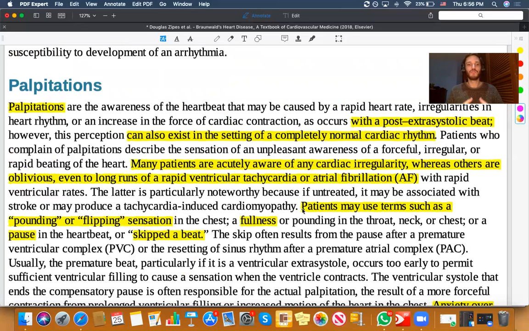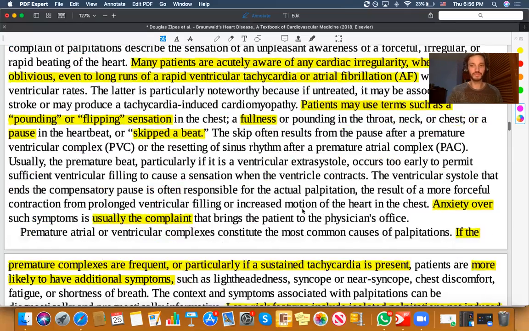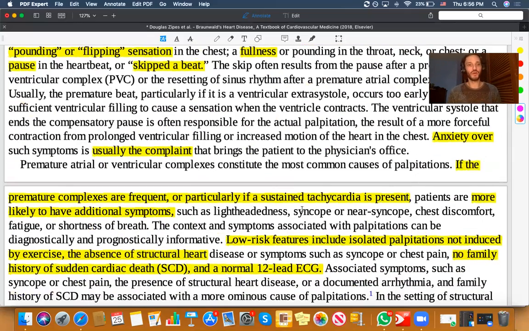So be ready for descriptions and characterizations of these symptoms in ways you might not even expect. Remember that this is based on the tools of each patient, the education level, etc. Anxiety over such symptoms is usually a complaint. So don't ignore the anxious patient just because you think they have anxiety. It might be the manifestation of these symptoms.